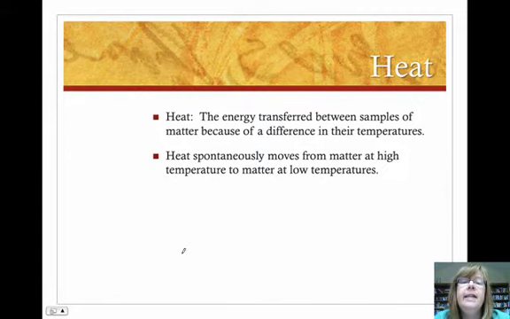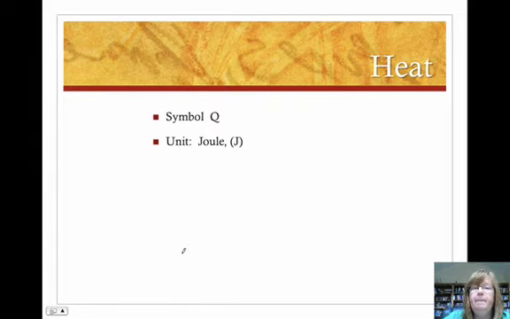Heat, on the other hand, is energy that is transferred between samples because the matter is at different temperatures. So, heat will always spontaneously move from things at high temperatures to things that are at low temperatures. So, heat is energy transfer. The symbol for heat is a Q, and the SI unit is joules, abbreviated J. And you can put prefixes on it, so a lot of times you'll see kilojoules as a unit for heat.